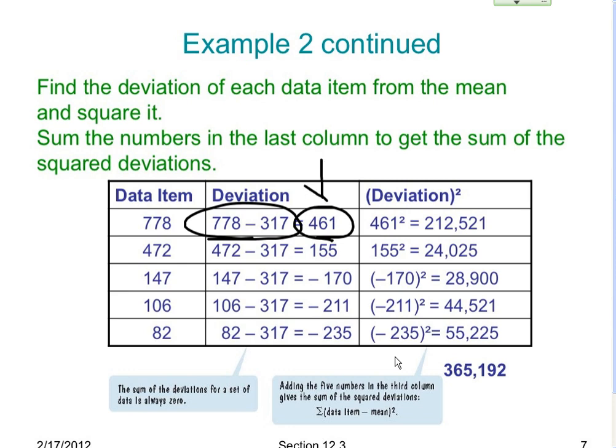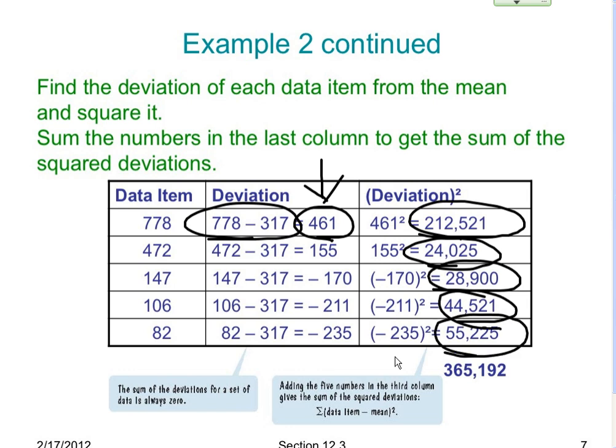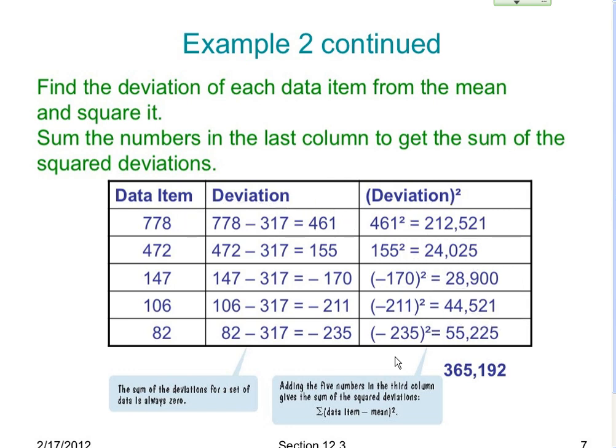So subtract and you get a number. Square that number that you just got. In other words, 461 times 461. Yes, you're going to have large numbers. You're going to have large positive numbers. If you take negative 170 times negative 170, that will give you a positive 28,900. Negative times negative is positive. All of these numbers will be positive.